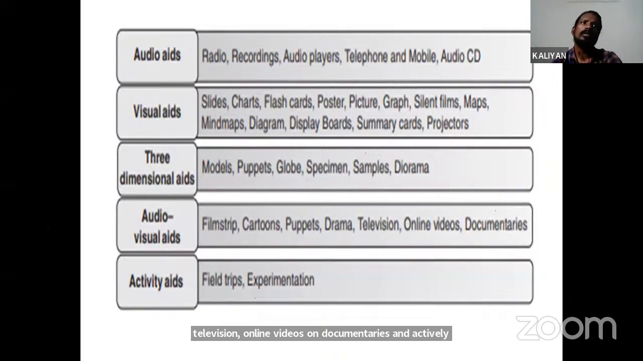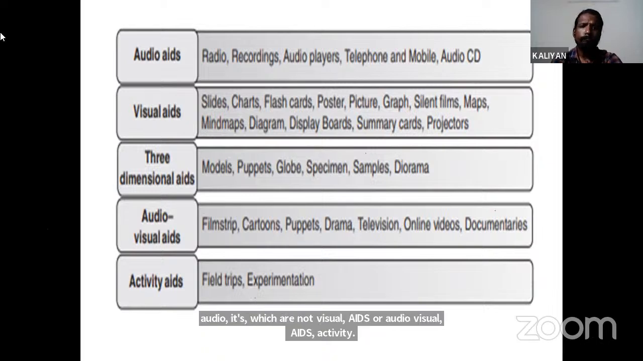Basically the questions will come from the teaching aids. For example, which is not a three-dimensional aid? They will give model, puppets and globe, and one from that, radio. So which one is not a three-dimensional aid? This kind of question will come for each topic, like which one is not an audio aid, or which one is an audio aid, or which one is not a visual aid, or audio-visual aid, activity aid. So these are also important.